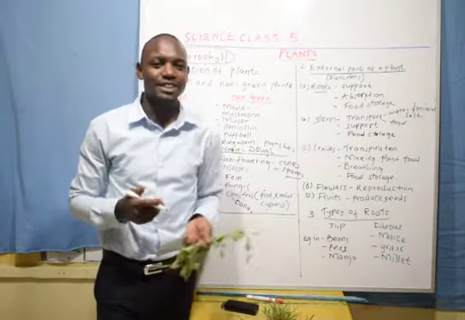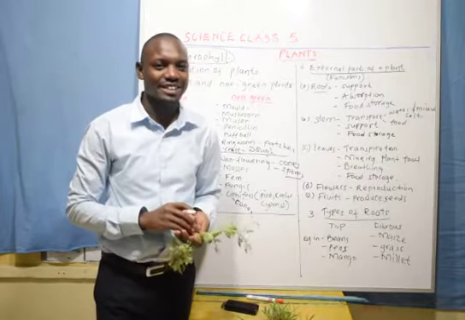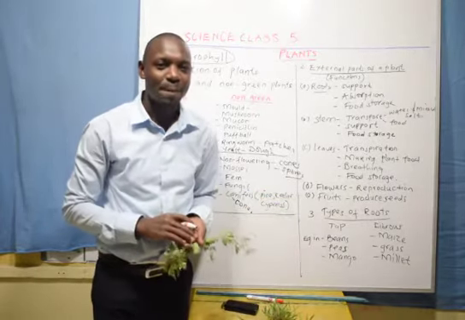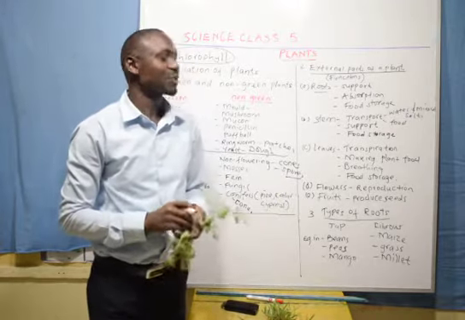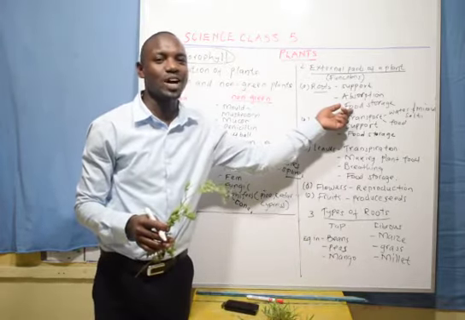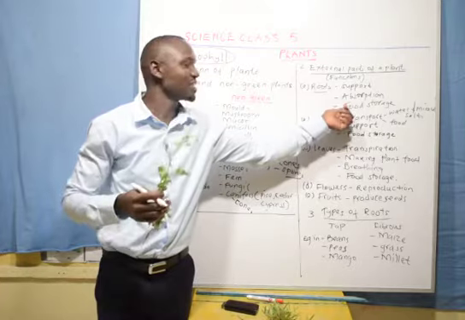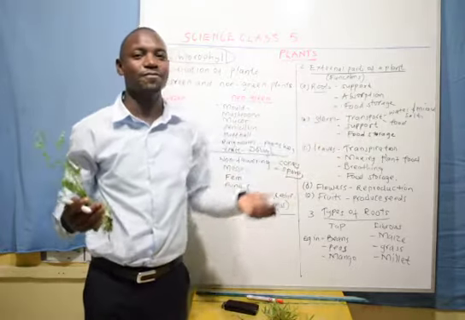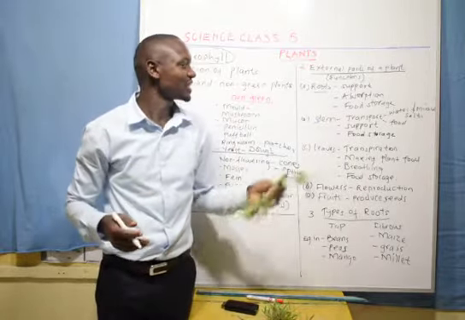There are some plants which store their food in the roots. These plants are, for example, the cassava. We have the sweet potatoes. We have the yams. They store their food in the roots. That is where we have the fleshy part. That is where we eat. For example, in a cassava, we eat the roots because that is where the food is. In a yam, we eat the roots because that is where it stores food.